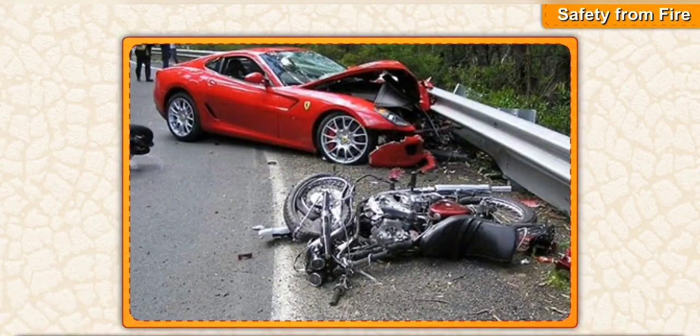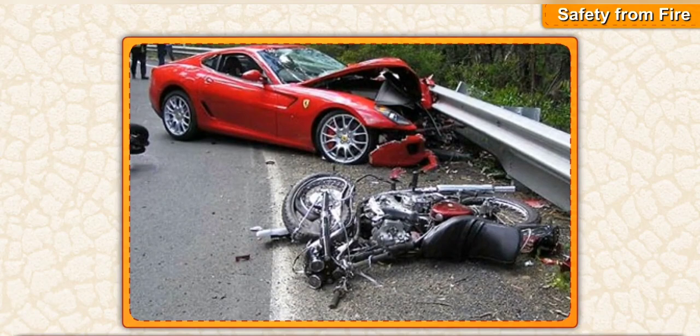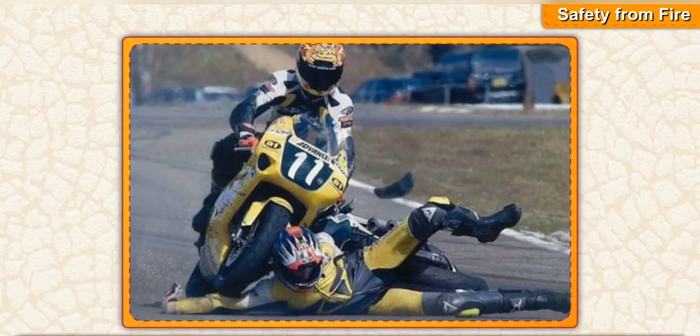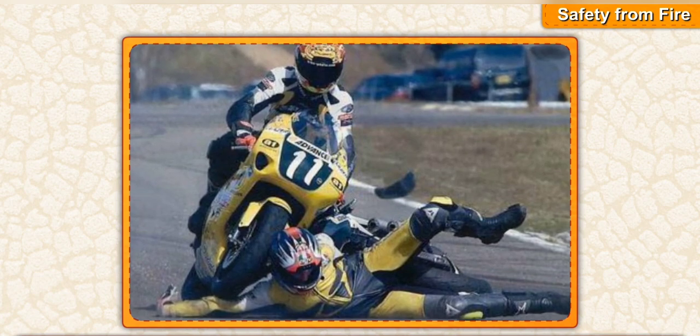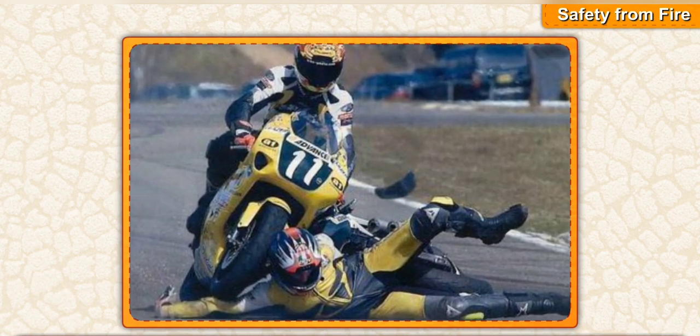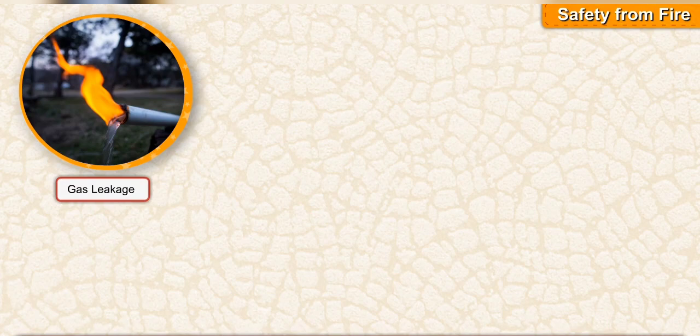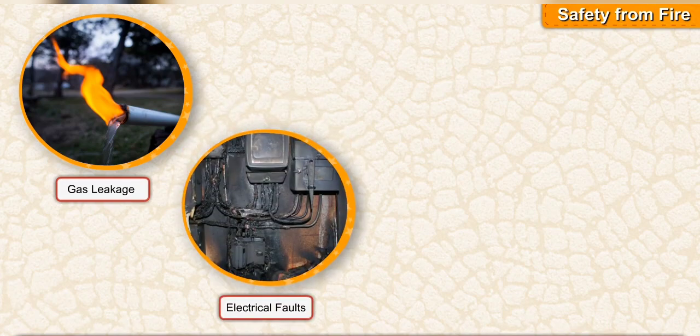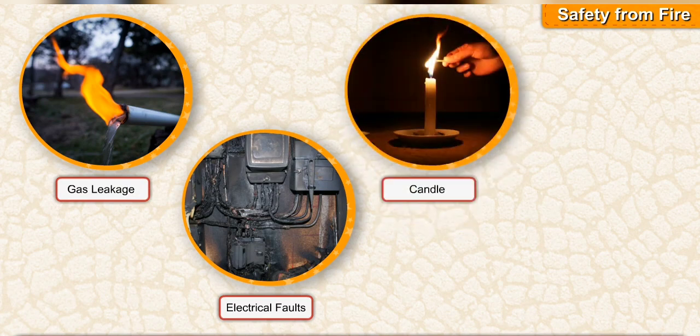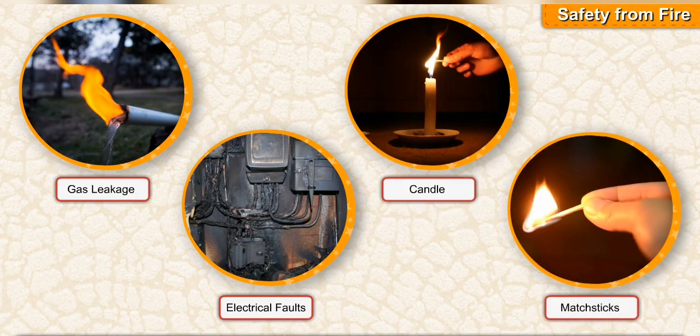Safety from fire. Accidents may happen with anyone, anytime, and anywhere. We should always be careful and follow safety rules to avoid accidents. Let us read about safety in different situations. A fire can be caused due to gas leakage, electrical faults, or careless handling of candles, matchsticks, etc. We should follow some safety rules to prevent ourselves from fire accidents.